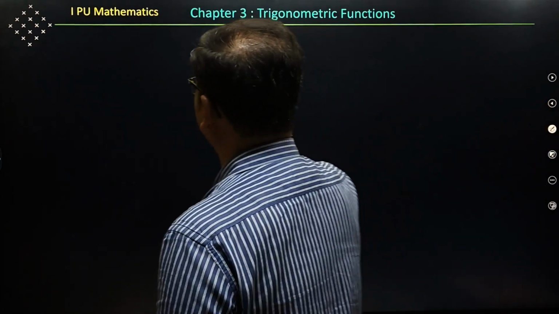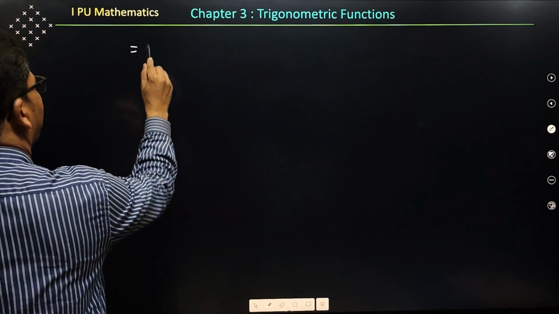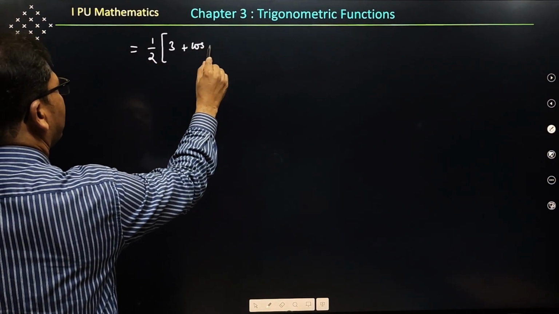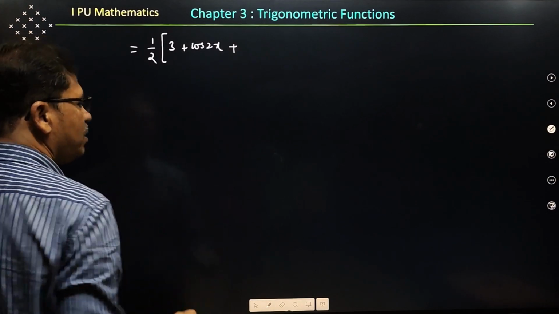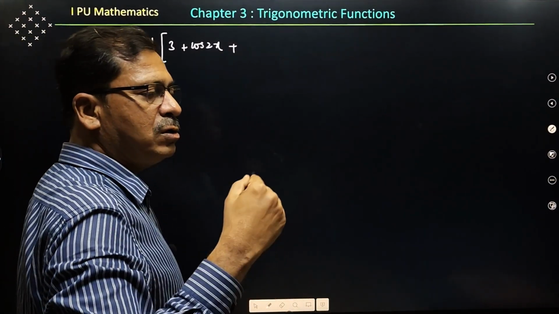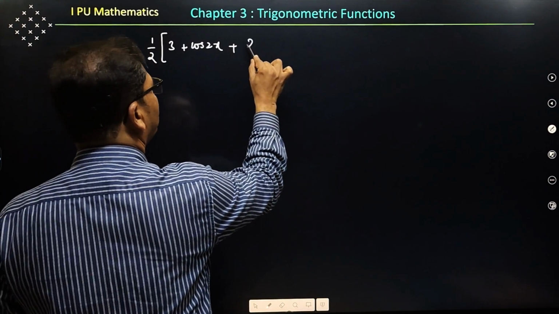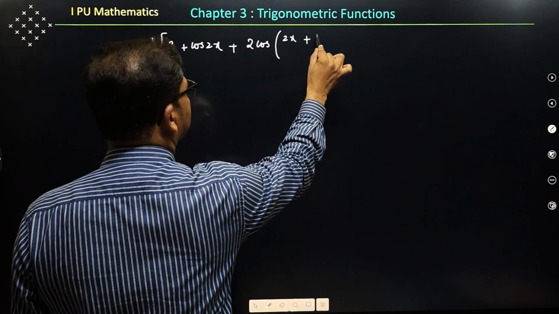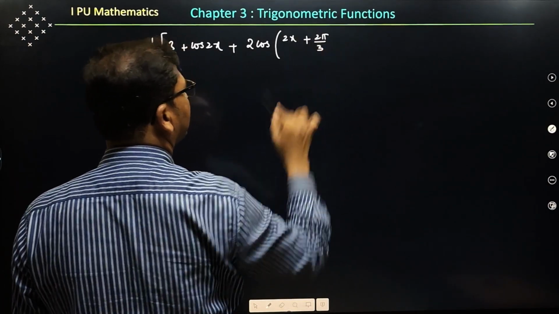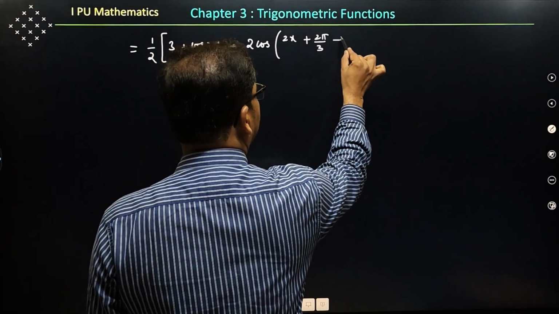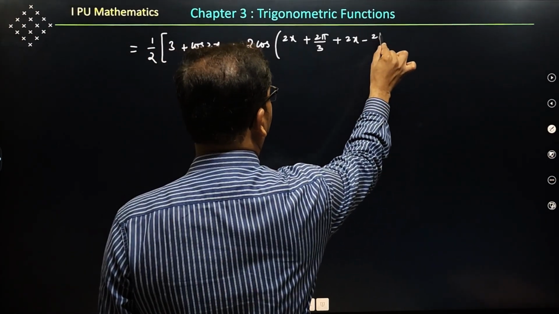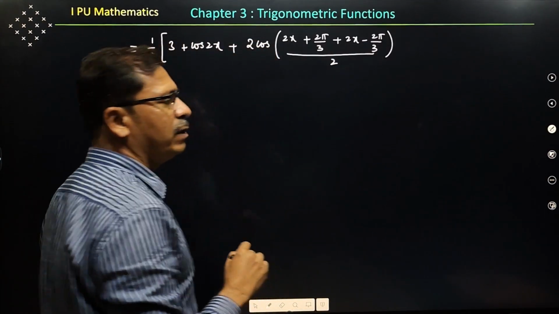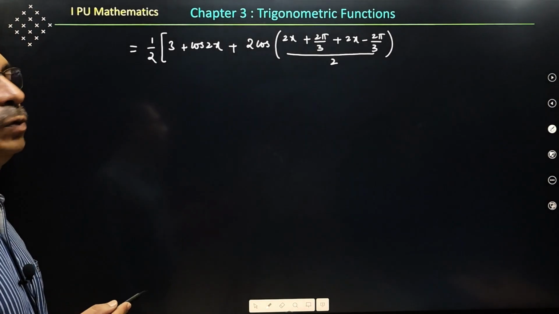1 by 2 bracket, this is equal to 1 by 2 into bracket 3 plus cos 2x. Write these two terms as it is. Plus cos c plus cos d is 2 cos of (c plus d) divided by 2. So 2 into cos of 2x plus 2 pi by 3, and then plus d, that is 2x minus 2 pi by 3, whole divided by 2.